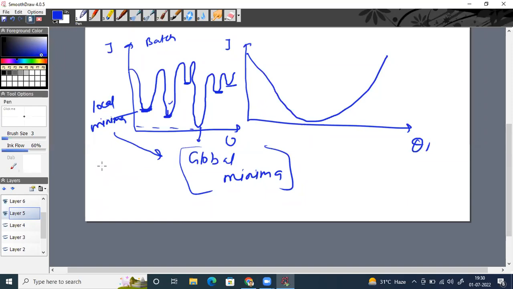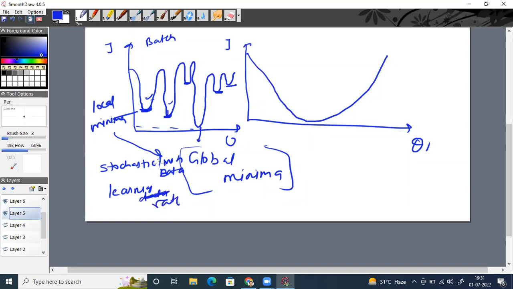So how can we go from local minima to global minima? By using two approaches. Either use stochastic gradient descent, because updates are frequent, so you can go from here to there, right? Stochastic or mini batch gradient descent you can use. Your batch gradient descent gets stuck there in the local minima. And by properly choosing the value of the learning rate, you can get out.